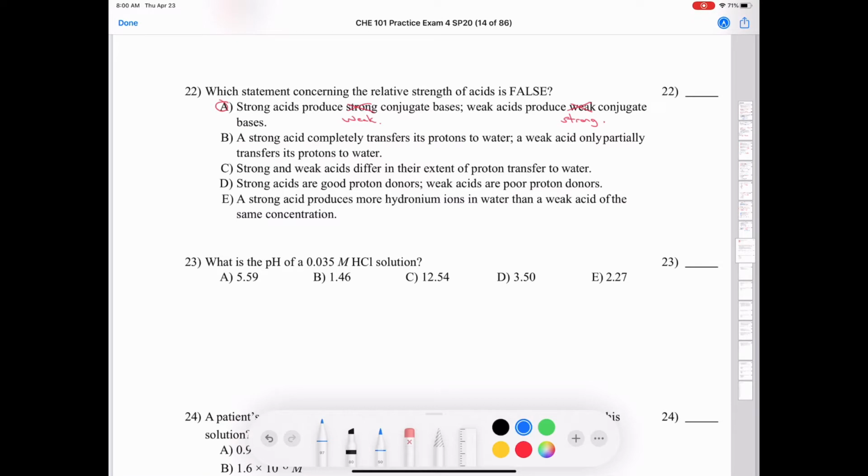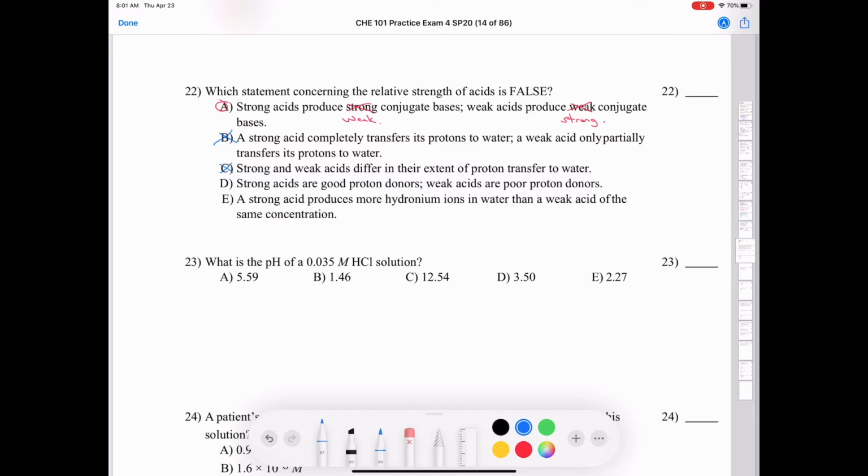It says a strong acid completely transfers its protons to water, and a weak acid only partially transfers its protons to water. That is correct because strong acids are strong electrolytes and they completely dissociate, whereas weak acids are weak electrolytes and they only partially dissociate. C, strong and weak acids differ in their extent of proton transfer to water. That is also a true statement. Strong acids will donate or dissociate more of their acidic protons to water than a weak acid will.